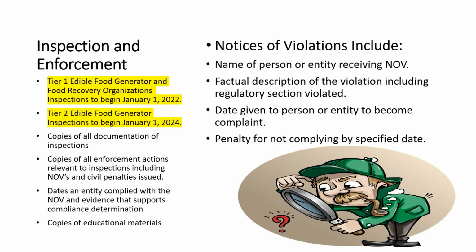And then your notice of violation should be really, really detailed. The name of the person or the entity that received it, why they're getting the violation, the date, and when the city expects the entity to become compliant. It could be 60 days, 90 days, whatever you put down there. And then what is the penalty for not complying by that date? Next slide, please.